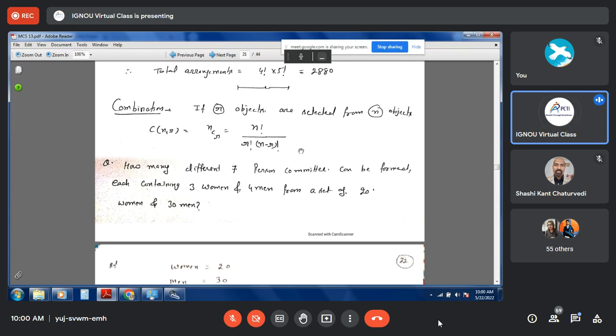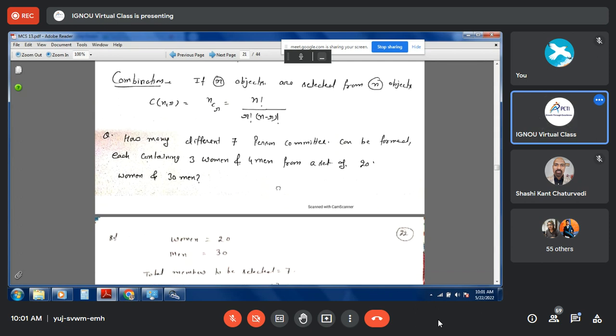In selection, we pick up the objects from the group, outside. But in arrangements, the objects stay in the group. We only shuffle them, this to that. Okay. Again, you will understand from this example also. It's an important example.